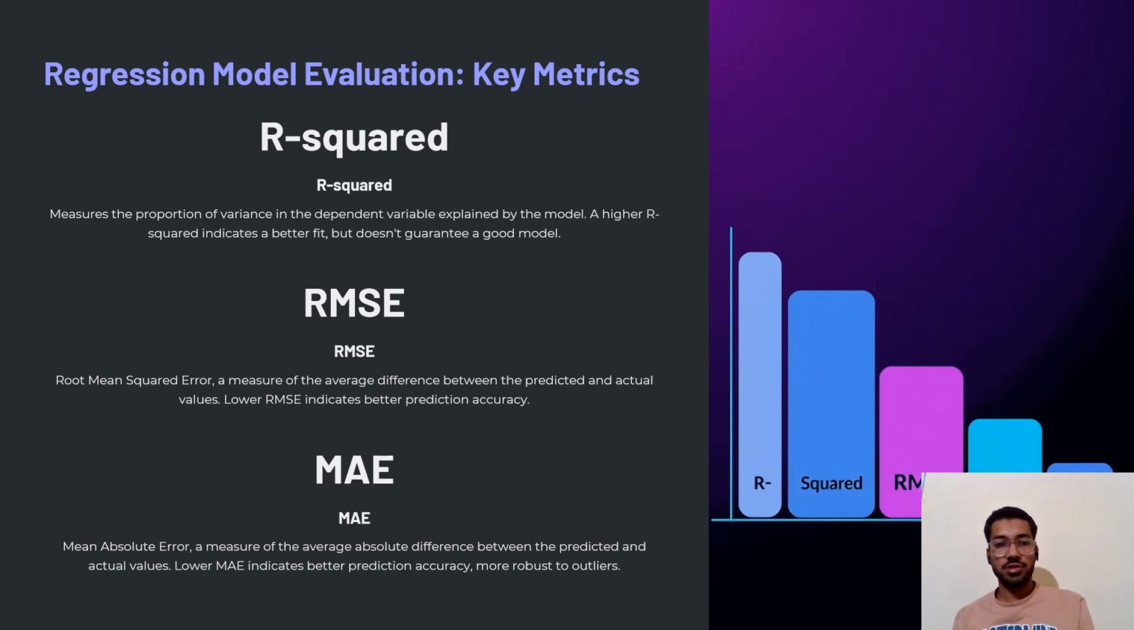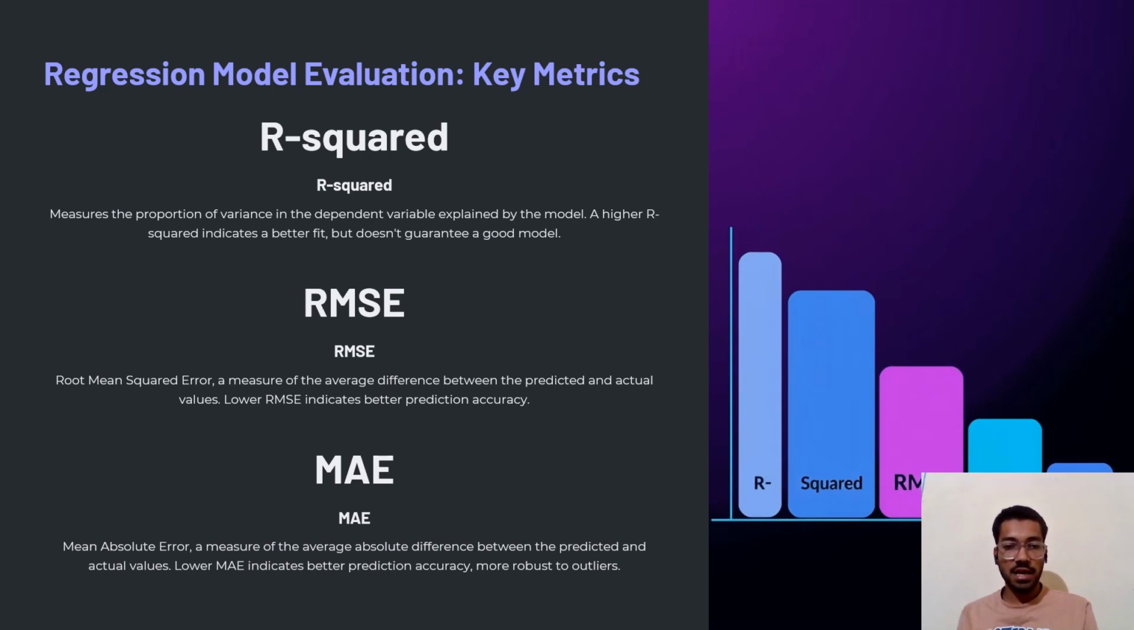Regression model evaluation. Key metrics. There are three methods of model evaluation. First is R squared. R squared measures the proportion of variance in the dependent variable explained by the model. A higher R squared indicates a better fit but doesn't guarantee a good model.